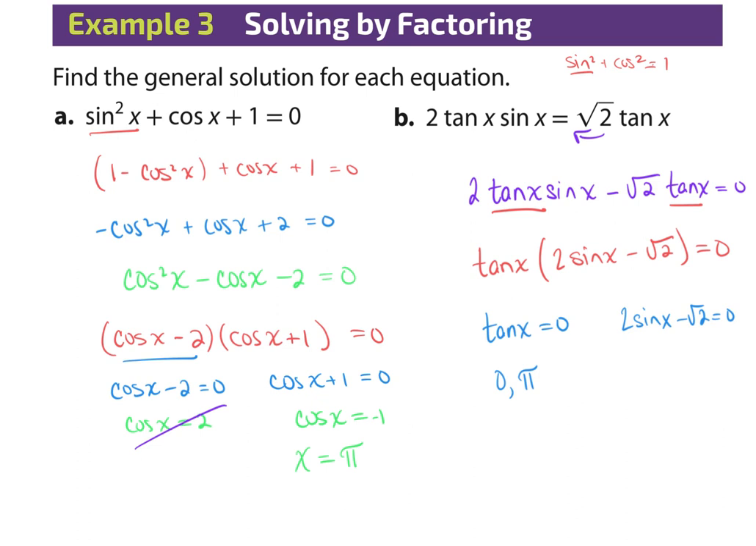And then this one I'm just going to solve. So add the square root of 2, divide by 2. The sine of x equals the square root of 2 over 2. All right. So there are 2 places on the entire circle where my sine is positive square root of 2 over 2. Those are the easy ones. Those are pi over 4s, right? First quadrant is going to give me pi over 4, right? And then it happens again in the second quadrant. My sine is still positive there. That's at 3 pi over 4. So those are my 4 possible answers for this one: 0 and pi from the tangent piece of it, pi over 4 and 3 pi over 4 from the sine piece of it.